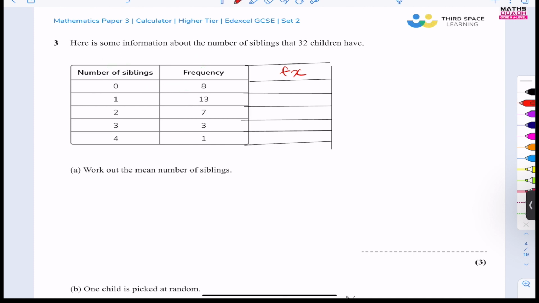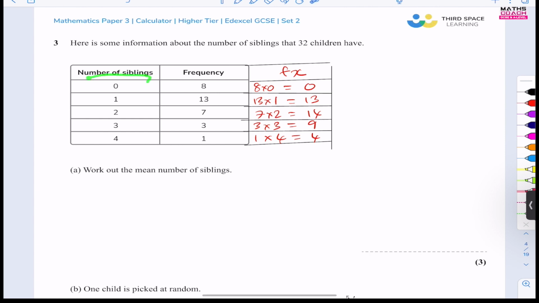So the first one is going to be 8 times 0, which is 0. Next one is going to be 13 times 1, which is 13. Then we're going to have 7 times 2, which is 14. Then we're going to have 3 times 3, which is 9. And then 1 times 4, which is 4.